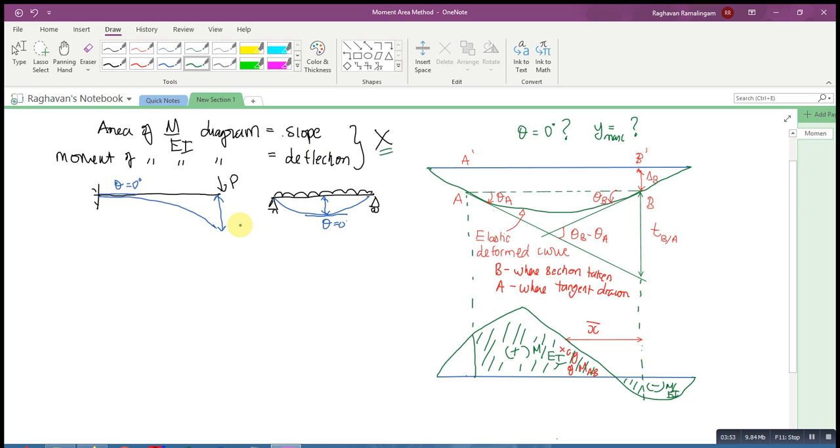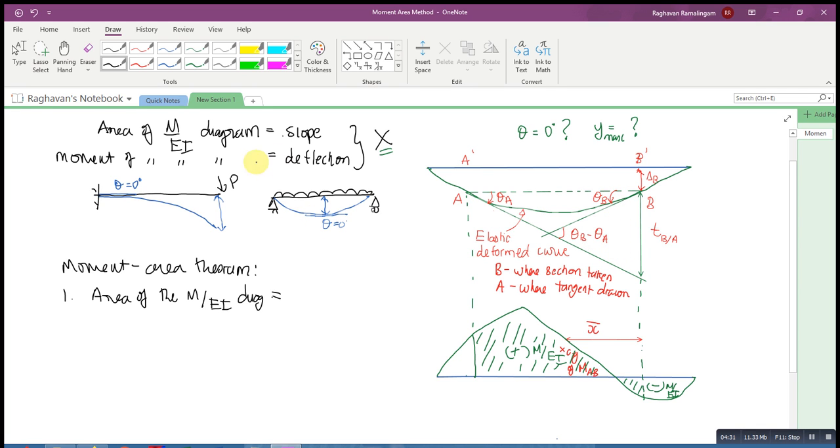The true moment area theorem goes something like this. The actual moment area theorem says the first one: the area of the M by EI diagram is actually not the slope at a given particular point. It is rather the difference in slopes between the 2 points where you have taken the area.